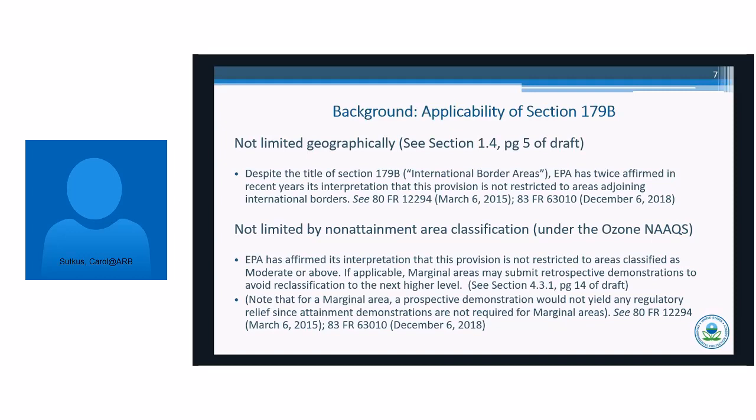As previously mentioned, an approved prospective demonstration provides relief from the requirement to demonstrate future attainment. Marginal ozone non-attainment areas are already not subject to this requirement, so a prospective demonstration for a marginal ozone area would not yield any regulatory relief. We don't expect to receive any Section 179B prospective demonstrations for marginal ozone non-attainment areas.